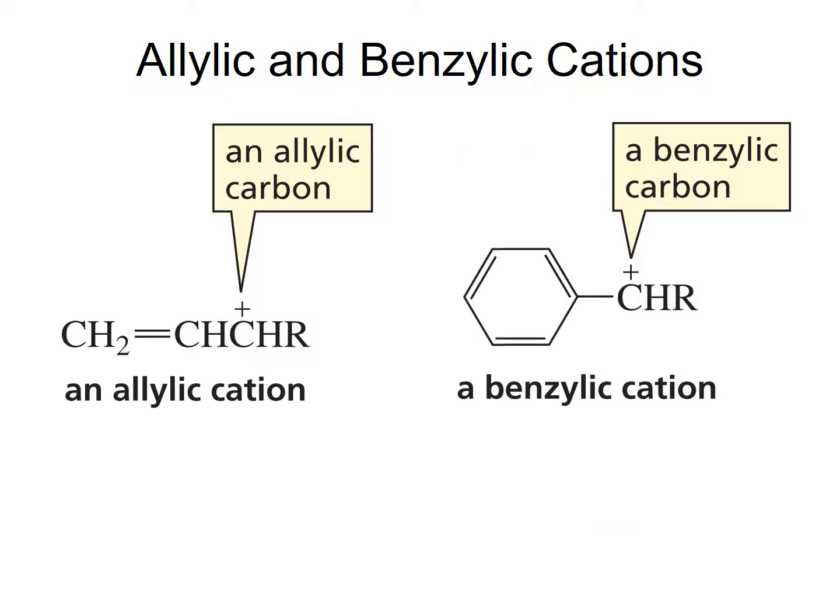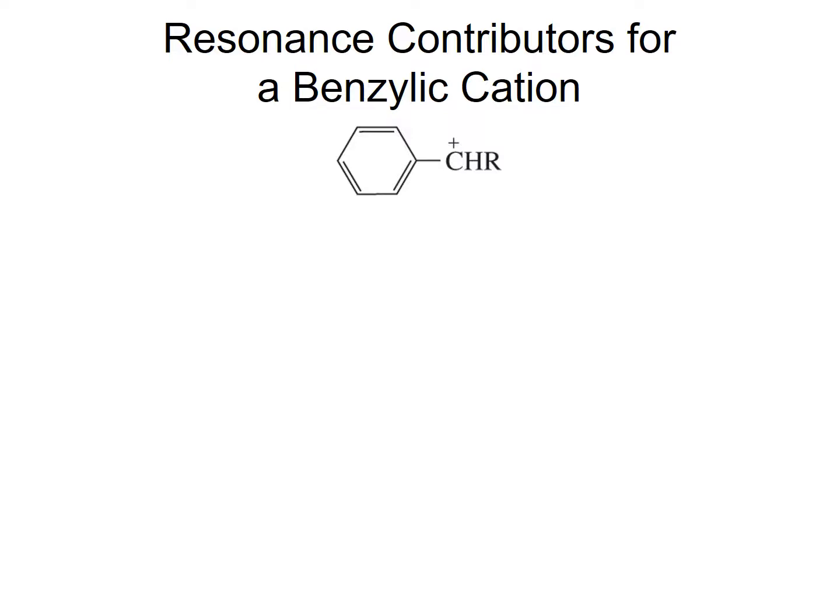Two examples that we talked about before were the allylic carbocation and a benzylic carbocation. And both of these are examples of more stable carbocations because they are delocalized. I'd encourage you to try to be able to draw some of these resonance structures for a benzylic cation. Try pausing the video now.